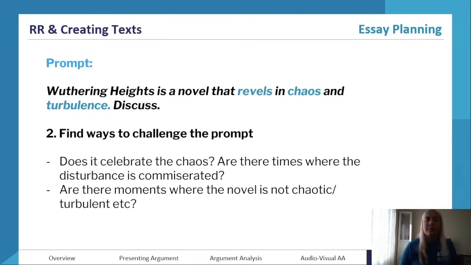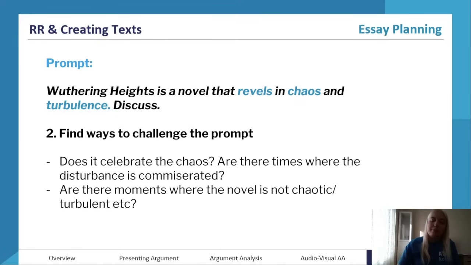Now we need to decide on our opinion. So you'd be considering, do you agree that this is a novel that revels in chaos and turbulence? We're thinking, not really. So we're trying to find ways to challenge the prompt. So we're thinking, does it celebrate the chaos? Are there times where disturbance is commiserated? And are there moments where the novel is not chaotic or turbulent?